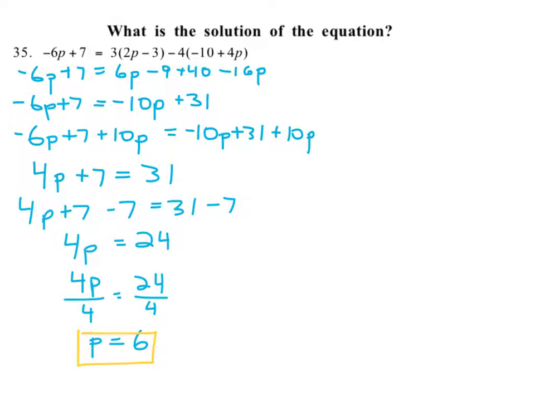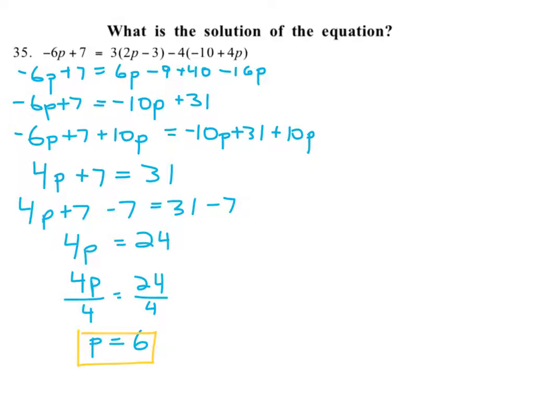Okay, and we'll do a proof on this. Let me see if I can shrink this down a little bit and move it over there. I'm going to do a slightly different color here. So let's see, negative 6p. Oh, and I'm going to write proof up here. Proof.